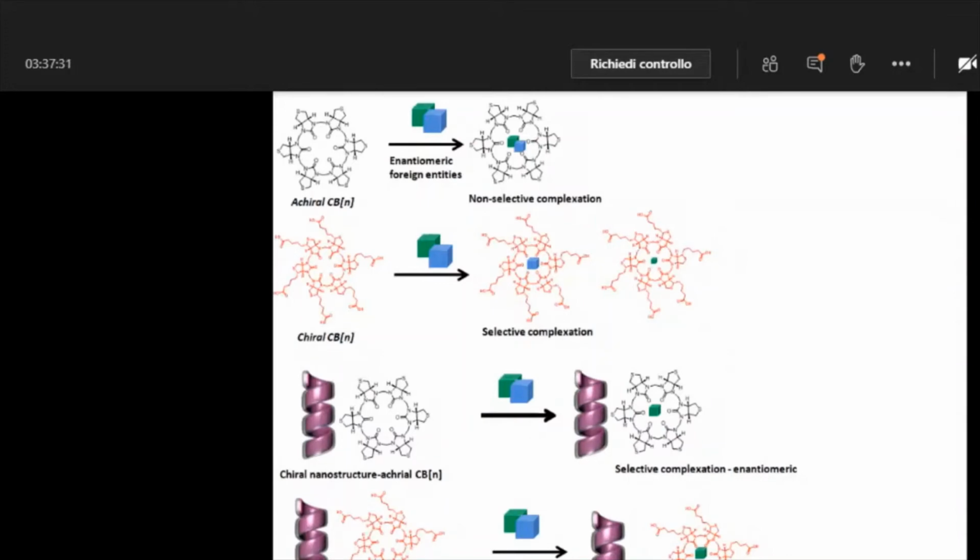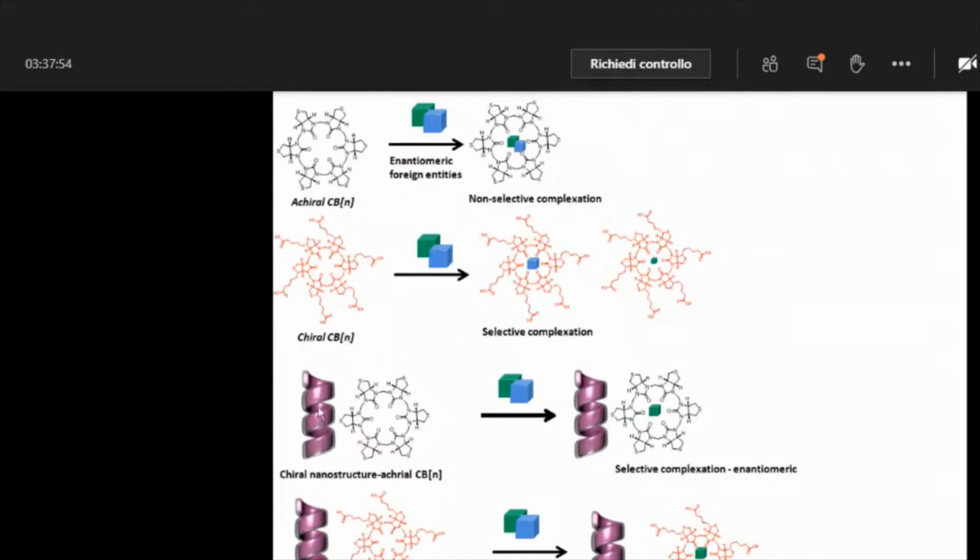But to further enhance its chiral induction properties and make the entire system more selective, we thought of putting the chiral cucurbituril molecules into a chiral nanostructure template. When we do that, the entire chiral sensitivity of the cucurbituril gets enhanced. So how do we do that?